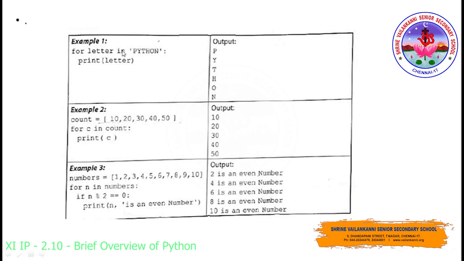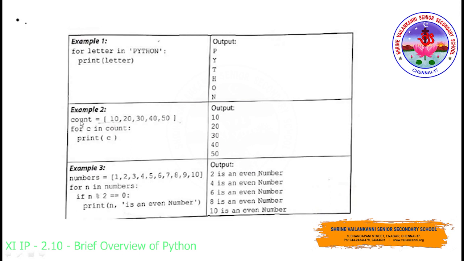Now, instead of assigning the value directly to the control variable, you can even create a variable, assign the values, and use that variable in the for loop. Let us see how this works. Count equal to 10, 20, 30, 40, 50 they have given. This set of values is called a list, because the values are enclosed within square brackets, right? Now all these values will be assigned to the count variable.